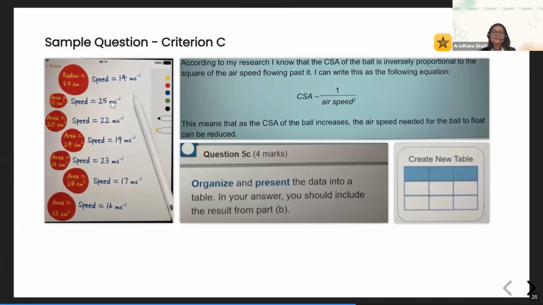See, this is a typical criteria C type question where you have the data points given in the question itself, and it is asking to create a new table. So it is a new table. This format is given to you in the question paper, and you have to arrange the data the way we had discussed, right?